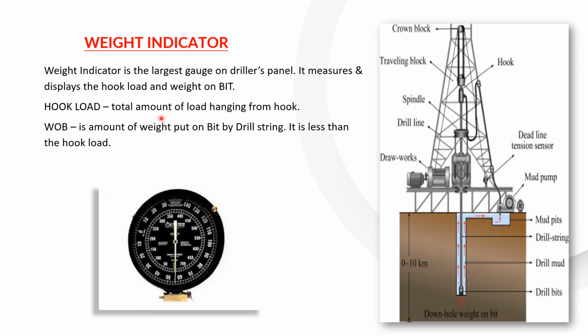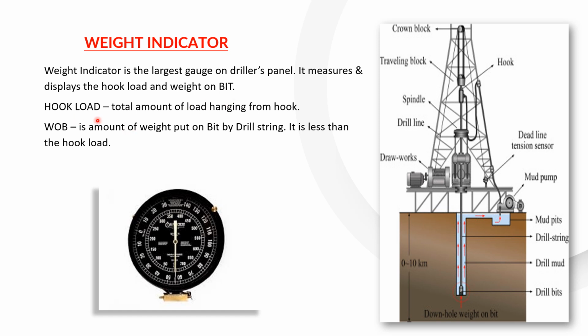Next one is weight indicator. This is the image of the weight indicator, and this is located in the driller's control panel. And this is the biggest gauge in the panel. And what is the function of the weight indicator? Let's see. Weight indicator is the largest gauge on the driller's panel. It measures, displays, and even records the hook load and weight on bit.